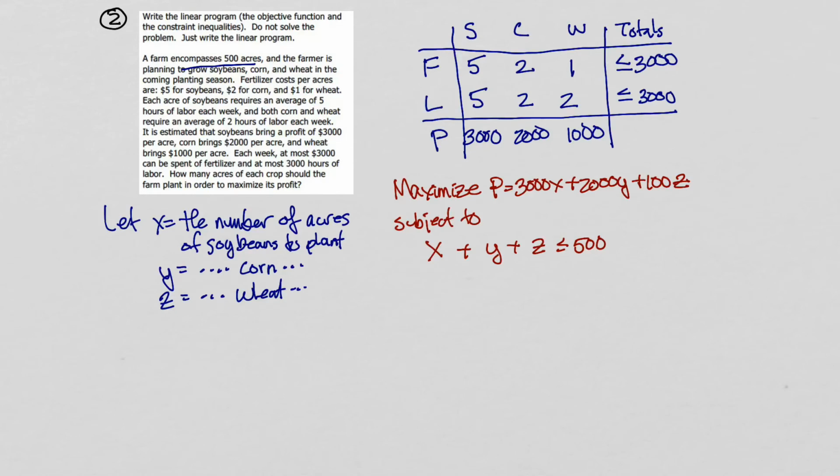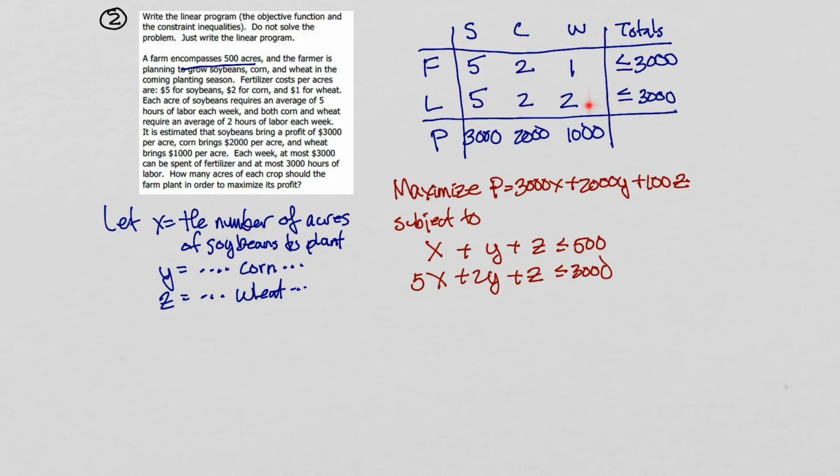So that's one of those lines that does not show up in our table. But now these other two do show up. So let's write this one right here. That one is going to be 5x plus 2y plus 1z, less than or equal to 3,000. Right? Let's check it. We're going to have 5 x's, 2 y's, and then 1 z, and that's less than or equal to that 3,000.